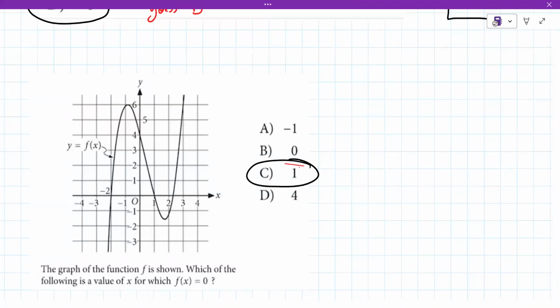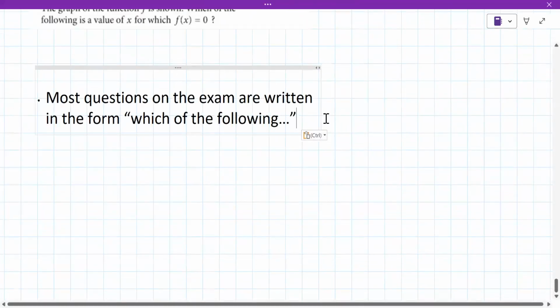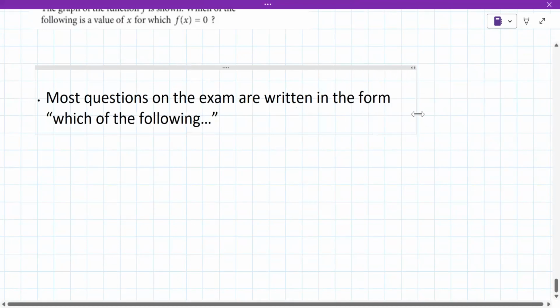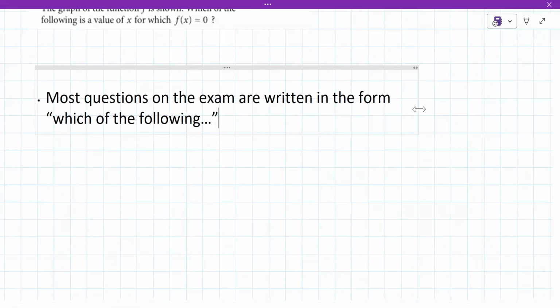Okay, so to summarize that test taking strategy, some things in front of you here. This is typically how I structure the class. We spend about half the time talking about test taking strategy and then some more time on some other stuff. So a lot of questions are written in this form, which of the following? And when you get to college, same thing. A lot of questions are written this way, even in math.